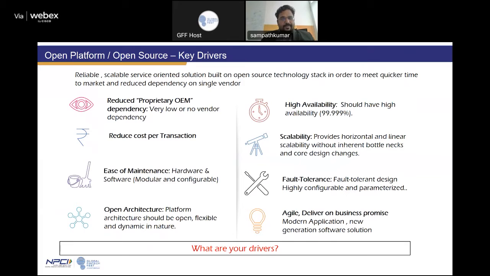So coming out of this proprietary OEM was one of the major factors. And another major reason is cost per transaction. One of the mottos of NPC is to reduce the cost of transaction to the entire ecosystem. So when I say ecosystem, it's to our member banks and also to the end consumer.